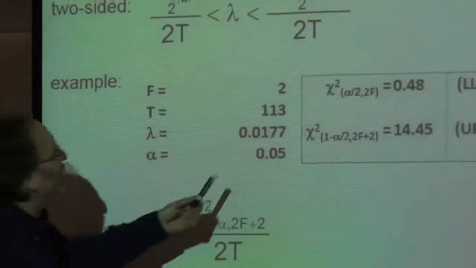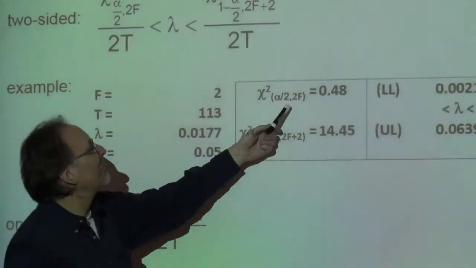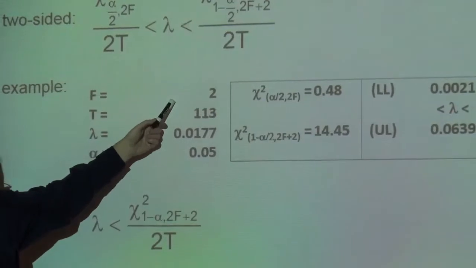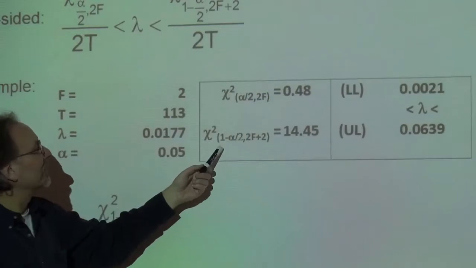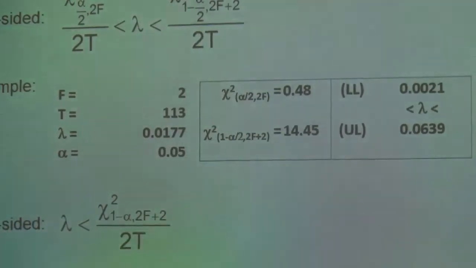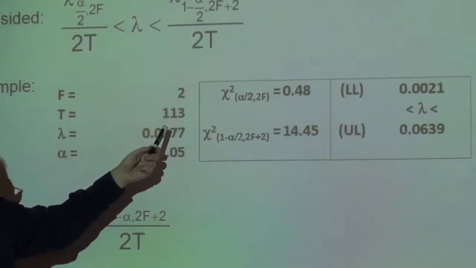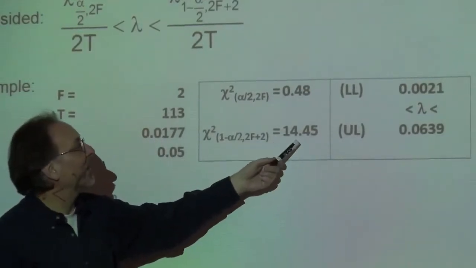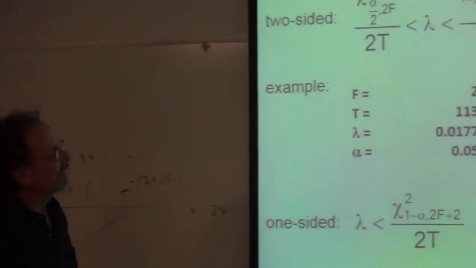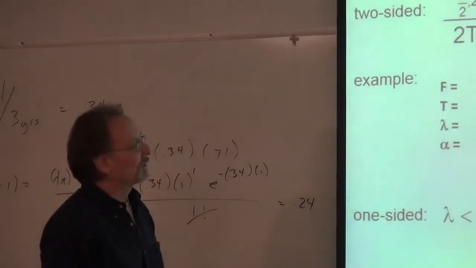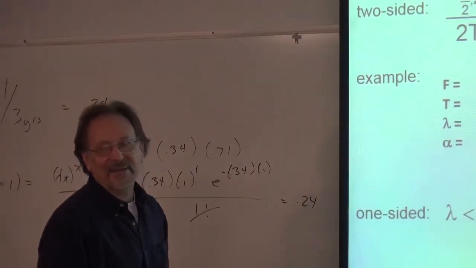Now, if you look at chi-squared with alpha over 2, where alpha is 0.05, so it's 0.025, with 2f degrees of freedom, 4 degrees of freedom, it's 0.48. If you look at the upper one, it's 1 minus alpha over 2, or 0.975, with 2f plus 2, so 2 times 2 plus 2, or 6 degrees of freedom, that's 14.45. I think I used Excel to calculate these, but those are readily available from the table also, at relatively small numbers like that. With 4 and 6, you can get it from the table.